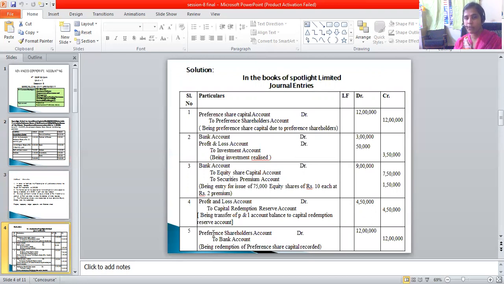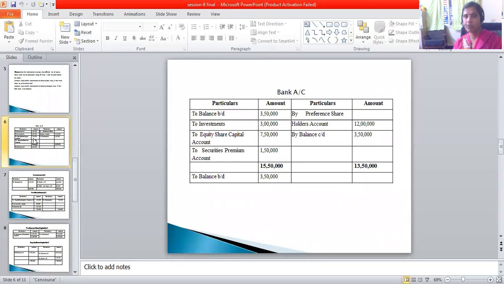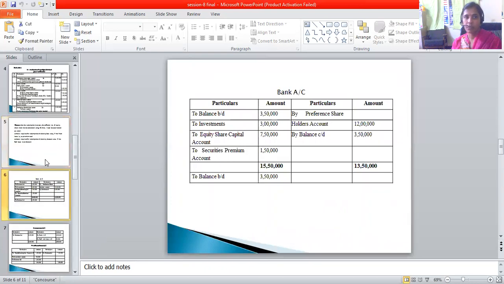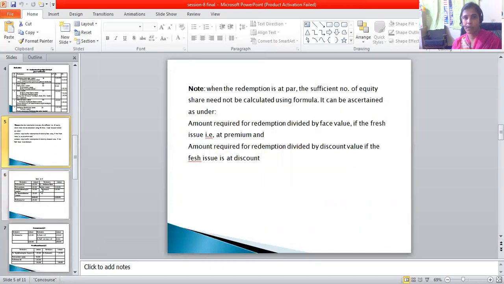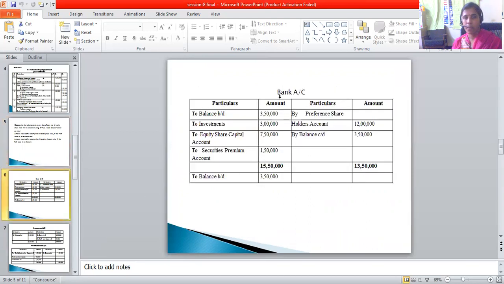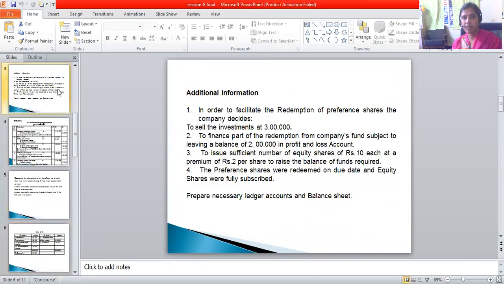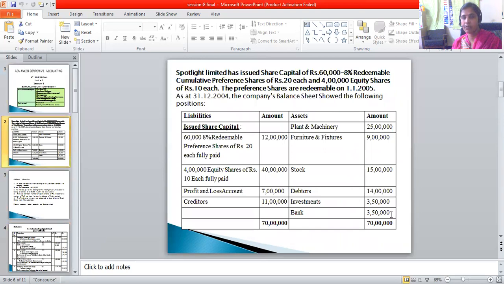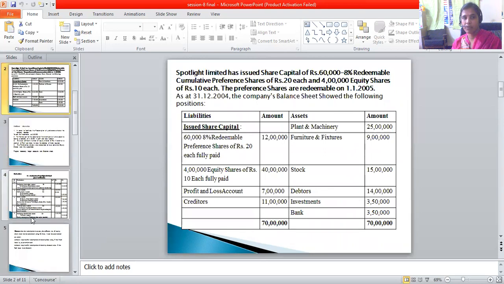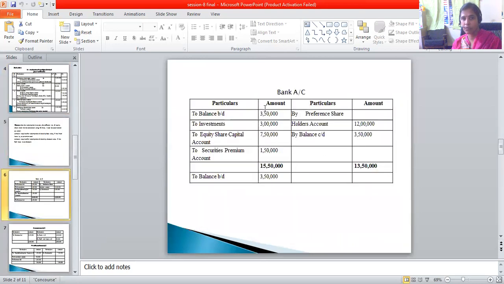shares. So next one is the preference shareholders account debited to bank account. So they are paid up. Now I will have to work out the bank account as well. So now let us look at the thing here. So bank account. So previously, if you check in the balance sheet, 3,50,000 was the amount that was there. So 3,50,000 is the amount.